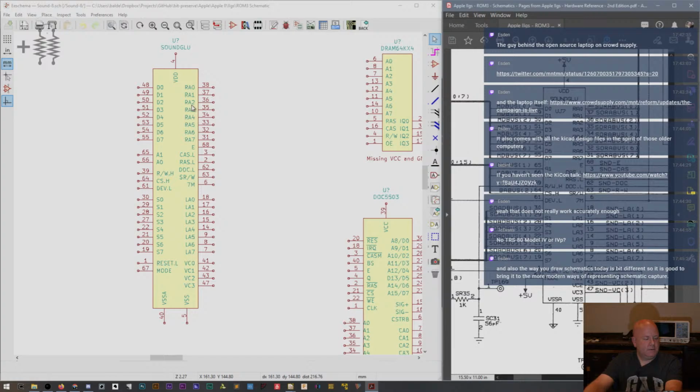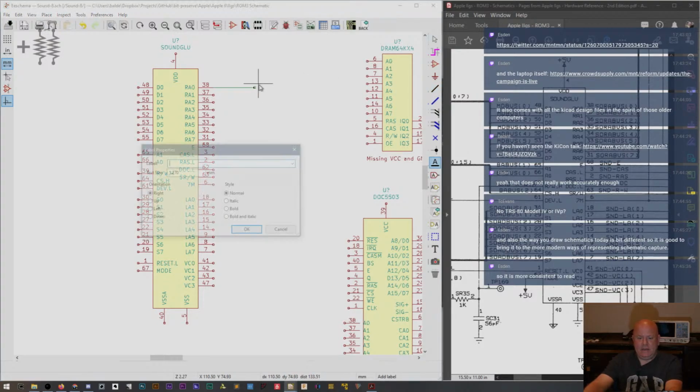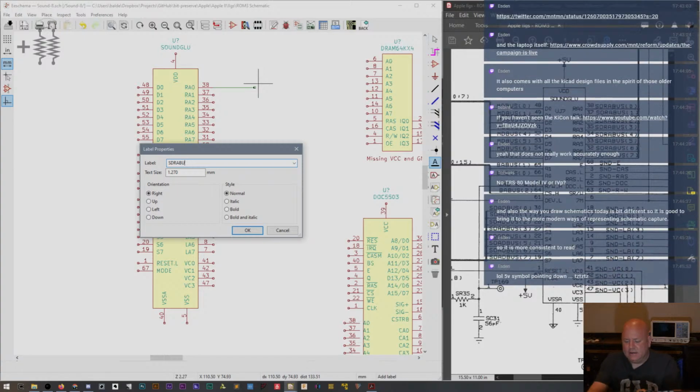Bummer. No TRS-80 Model 4 or 4P? Hey, if somebody hasn't submitted it yet, then nope, sorry. But if you want to do it, please feel free. I think I looked last time, and I probably have this number wrong, but there's been something like 10 contributors so far, and I definitely want to see that number go up.